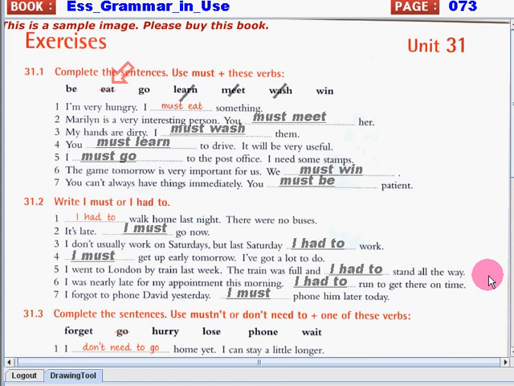Now, students, I want you to review this lesson about our exercises and remember all the important points.